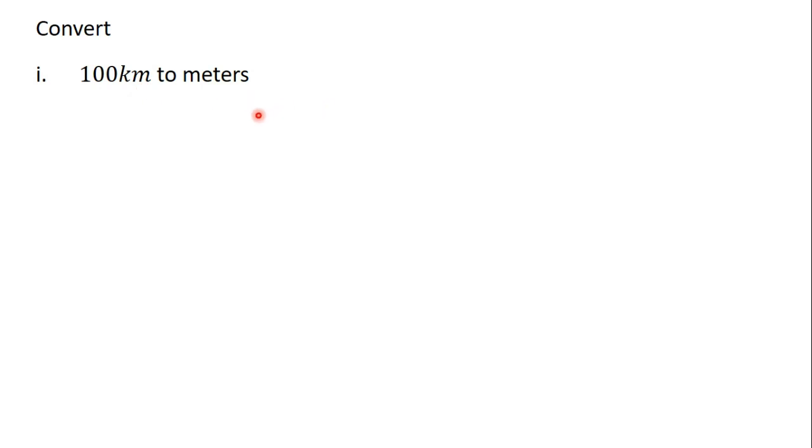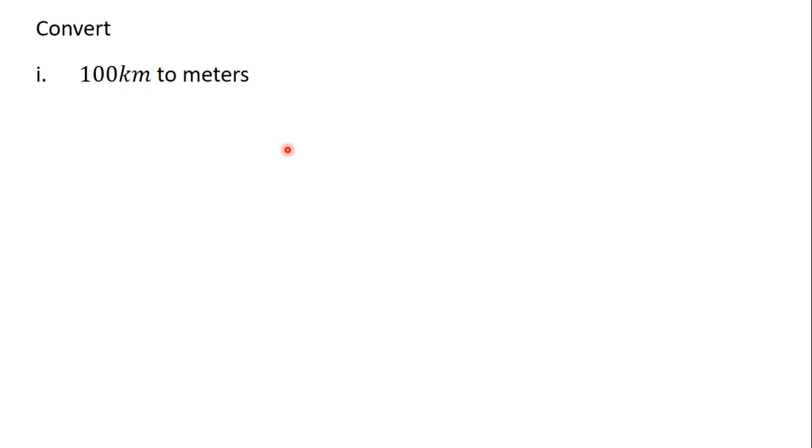We learned in the previous video that in order to convert a quantity from one unit of measurement to the other, you need the rate of conversion between those two units of measurements. Here, we want to convert 100 kilometers to meters. So the conversion is between kilometers and meters. So you will need the rate of conversion between kilometers and meters.